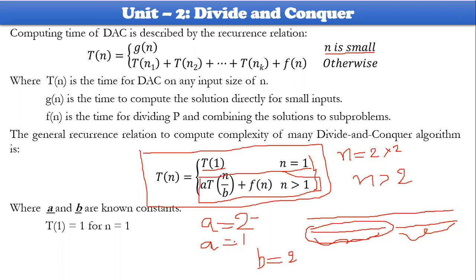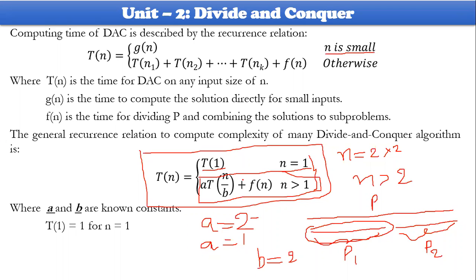I will repeat one more time. If A is equal to 2, both subproblems will be taken into consideration. For example, this is the problem P, and P will be divided into subproblems P1 and P2. P1 and P2 both will be taken into consideration if A is equal to 2. If A is equal to 1, either P1 or P2 will be taken into consideration. Both should not be taken. Okay. So that is what the point will be.